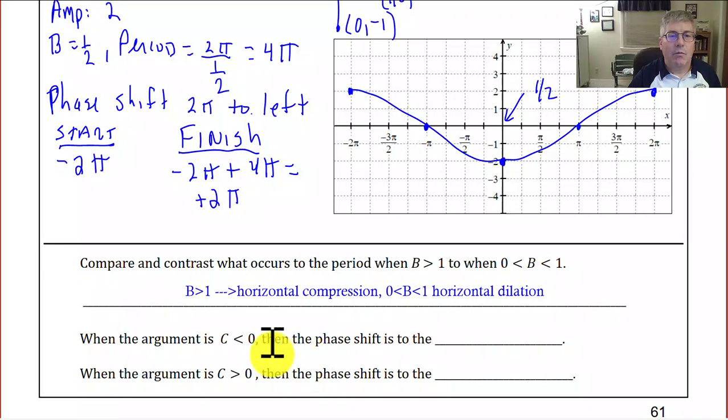And then write an argument: when c is less than 0, the phase shift is to the right. And when c is greater than 0, the phase shift is to the left, just like we have done in our past studies.